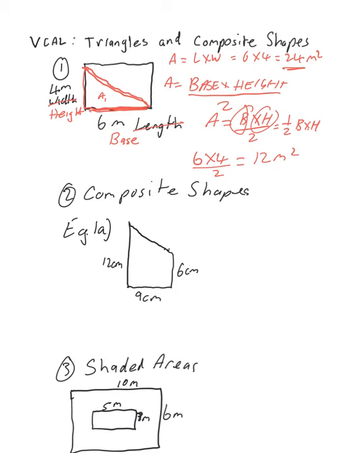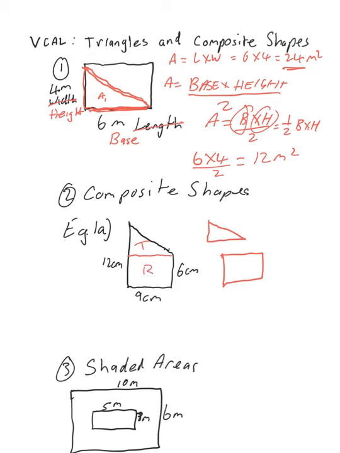Now we look at composite shapes, and we find here that we have an odd looking shape, but it becomes very simple if we find a way of actually splitting it in two, like we were doing the other day with the rectangular composite shapes. And this time we now have a triangle and a rectangle. So there's the triangle, there's the rectangle there.